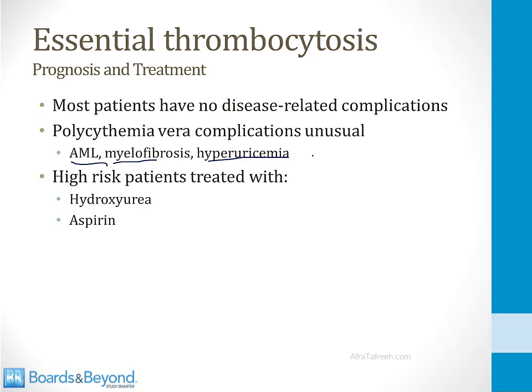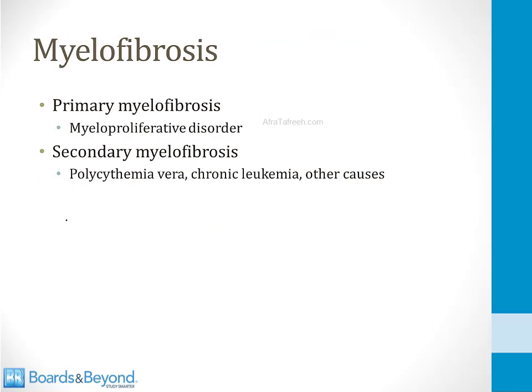Occasionally, patients who are high risk, usually meaning patients with very high platelet counts or a history of thrombosis, are treated, and they can be treated with hydroxyurea, just like we talked about for P. vera, and they can also be treated with aspirin, which inhibits platelet function. Our next myeloproliferative disorder is myelofibrosis.